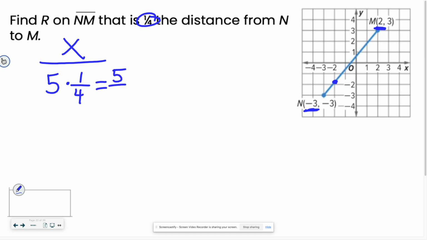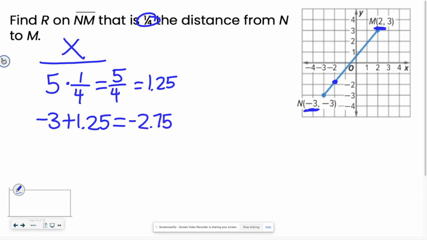Do you guys want to work in fractions or decimals? Decimals, okay. So what's 5/4? 1.25. So is that my x coordinate? No. If we're at N going towards M, are we going to add 1.25 or subtract? We're going to add. So you're -3 plus 1.25. Negative 1.75. Okay, we found our x coordinate.